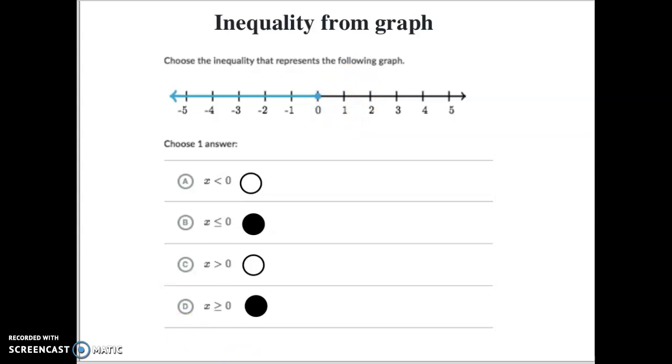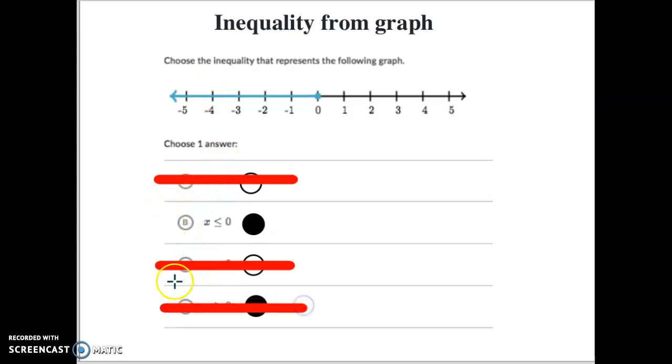So right off the bat, we know it cannot be letter A, and it cannot be letter C, because it's already a closed circle. So it can only be this one or this one. Which numbers is the arrow including? Are they including the ones greater than 0 up here, or the ones that are less than 0 down here? Less than. So yep, we can again cancel this one out, and it is letter B.